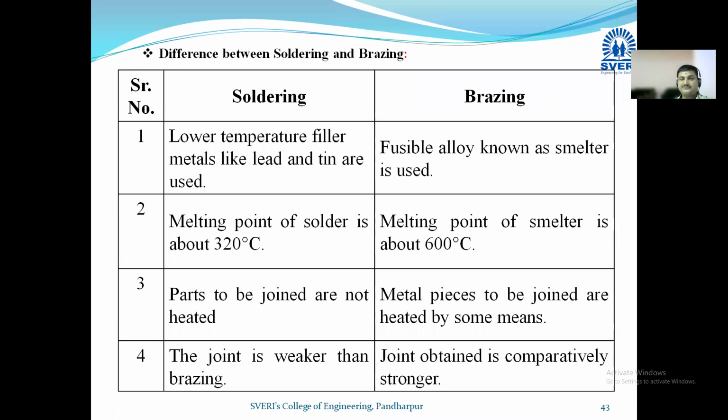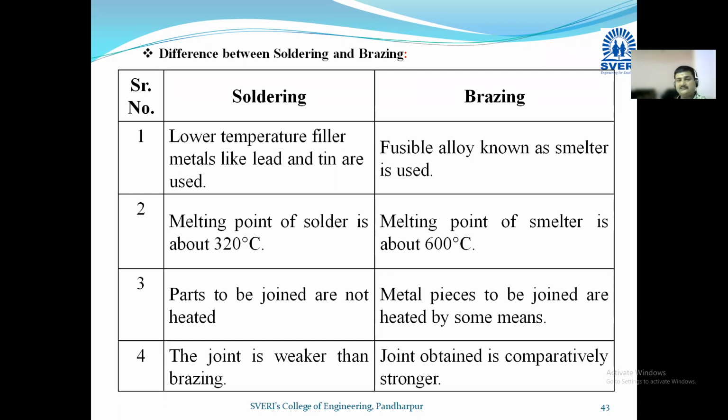Now, my request is to you all that please note down these four differences immediately in your notebook. Your time starts now. There will be three columns: serial number, soldering, and brazing. In the soldering, first point, lower temperature filler metals like lead and tin are used. Second point, melting point of solder is about 320 degrees centigrade. Third point, parts to be joined are not heated. And fourth point, the joint is weaker than the brazing.